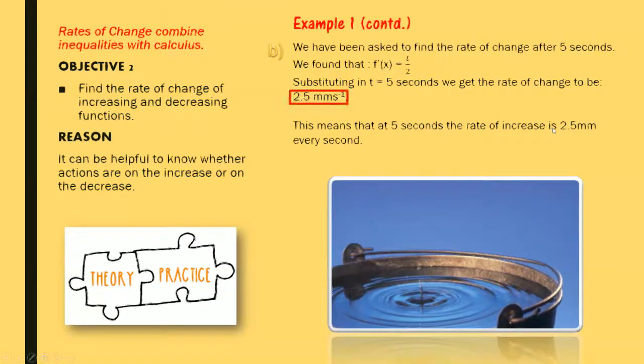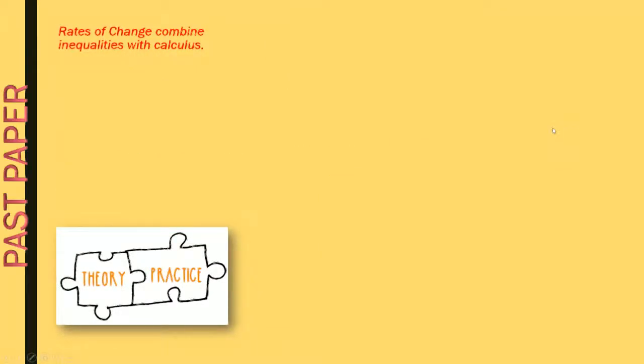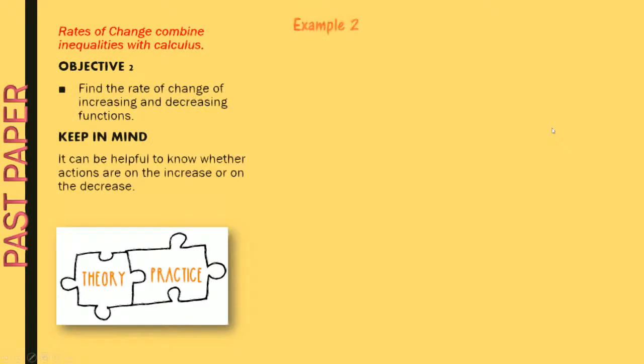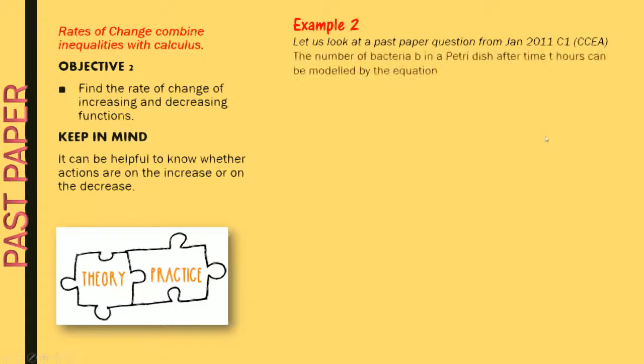Fairly straightforward. But what I'm going to take you on to do is a past paper, and this one is from January 2011, a C1 paper, the SAFE papers. It says, the number of bacteria B in a petri dish after time t hours can be modelled by the equation B equals 4t plus 64 over root t plus 7, where t is greater than 0.